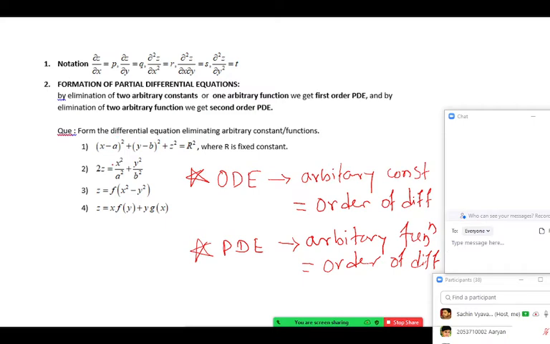Now we have a few examples written here. These are equations written, and you will observe each equation is a relation between three variables, x, y, and z. Because of that, when we eliminate the constant or function from these equations, we get a partial differential equation, because there are more than two variables in the equation. I hope you are getting these things. We'll come to the question, and it becomes more clear then.